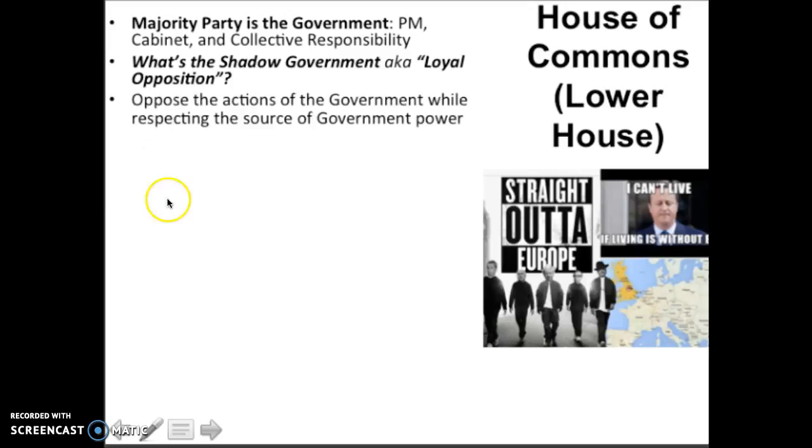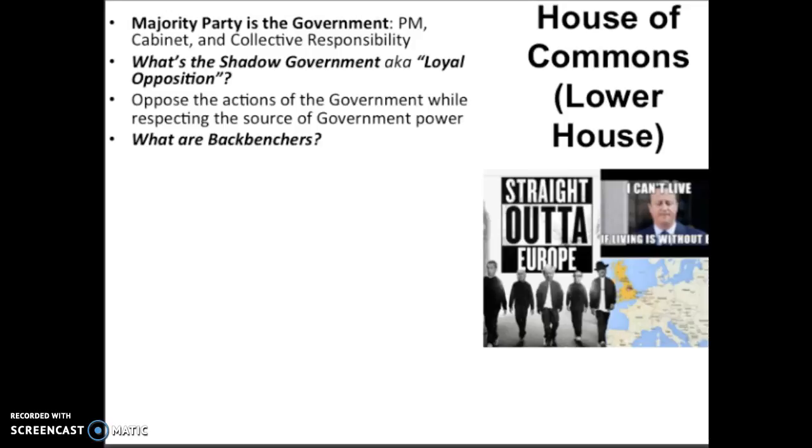All right, what is the shadow government, also known as the loyal opposition? The loyal opposition is any of the minority party office holders. They are there to be the opposition voice of the actions of the government, so the government can't just do what it wants to push its platform. It has to consider what the opposition parties would like as well. Now, the reason it's called the loyal opposition is because it opposes the actions of the majority party, but it still believes in the source of government power and still believes in the regime.